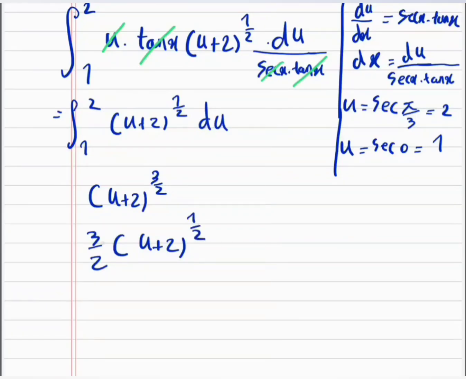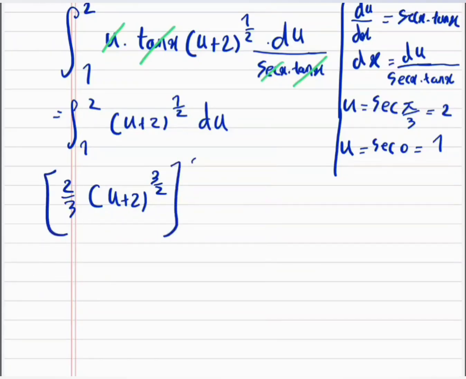Now, this 3 over 2 times u plus 2 to the power of half is almost the same as here, but this coefficient of 3 over 2 is extra, so we want to have 2 over 3 so that they cancel out. Therefore, here there must be 2 over 3 u plus 2 to the power of 3 over 2. Okay, and finally, we just substitute the limits, and the final answer is 16 over 3 minus.